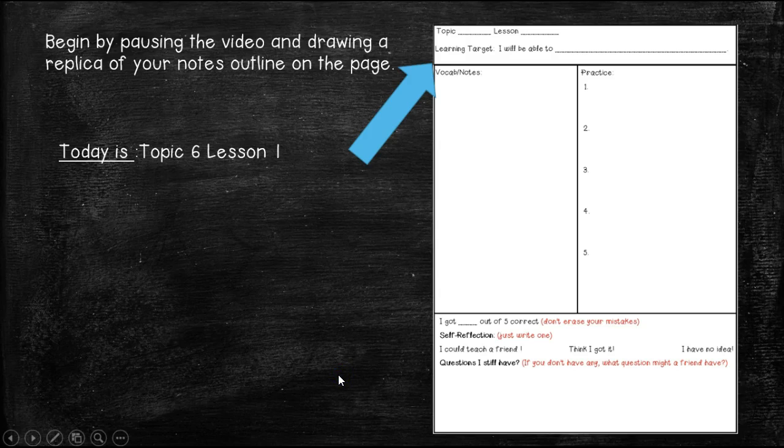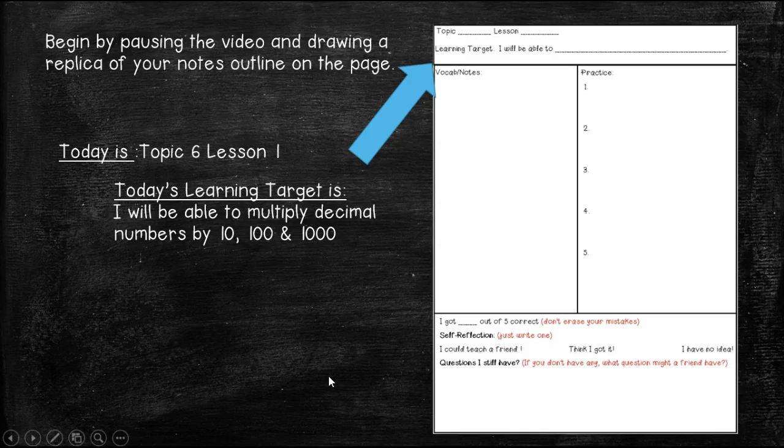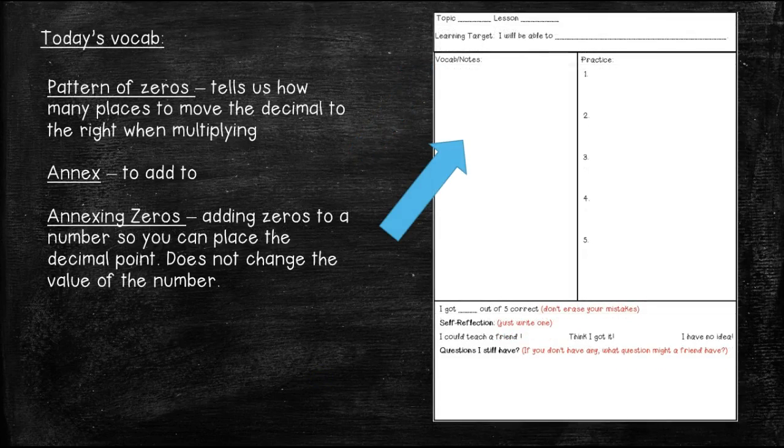Today our topic is topic 6, lesson 1, and our learning target is I will be able to multiply decimal numbers by 10, 100, and 1000. Go ahead and pause the video and write today's learning target in. Okay, great. Now we have a couple of vocabulary words today.